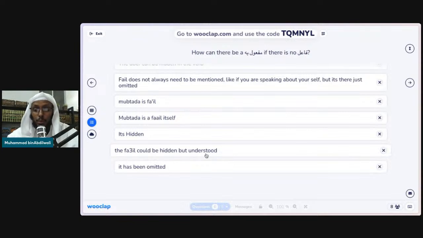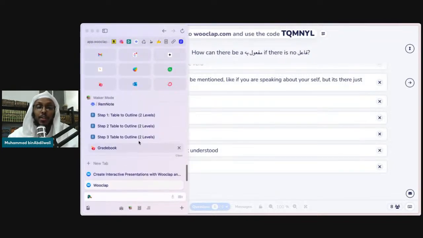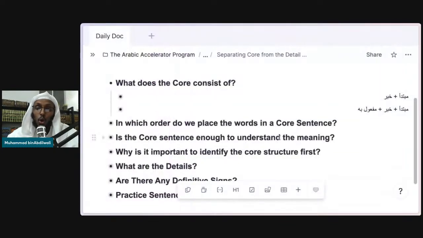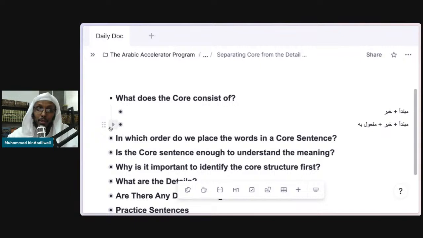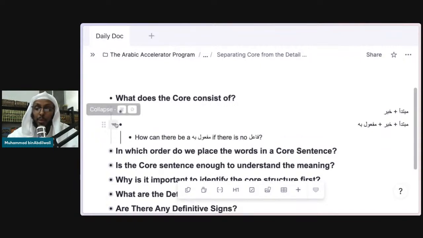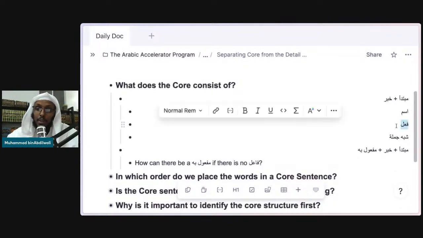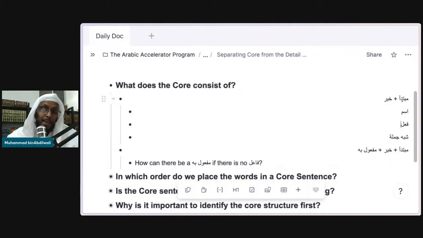If we have the mubtada followed by a fi'l, then that fi'l is going to be the verb of whoever the mubtada was. In classical grammar, they'll say that the fa'il is hidden inside the verb, they'll say damir mustatir or whatever. But it doesn't matter. Point is this: if you have a mubtada followed by a khabar that is a fi'l, then the person who did that fi'l is the same person as the mubtada. It's not possible to have it other than that.